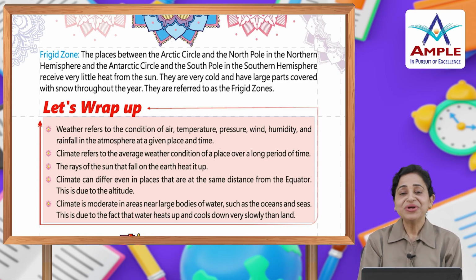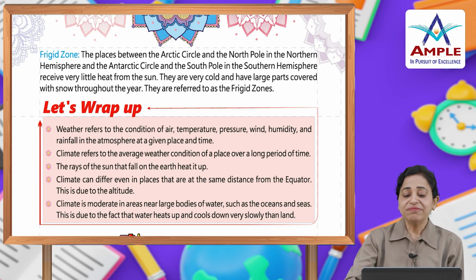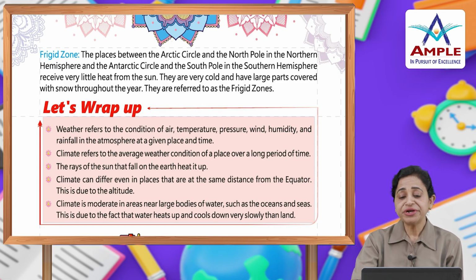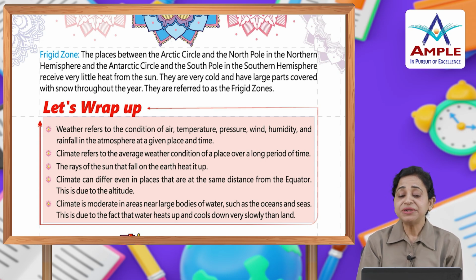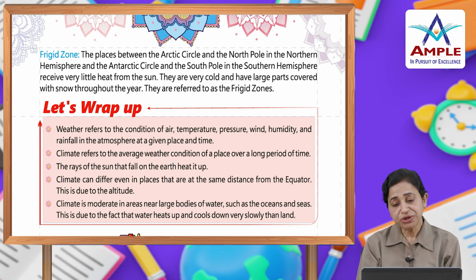So now let's wrap up, children, with important information. Weather refers to the condition of air temperature, pressure, wind, humidity and rainfall in the atmosphere at a given place and time. Climate refers to the average weather condition of a place over a long period of time.